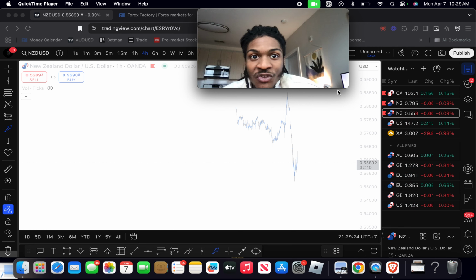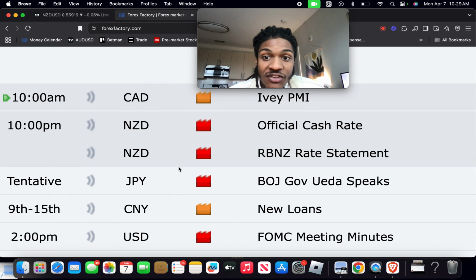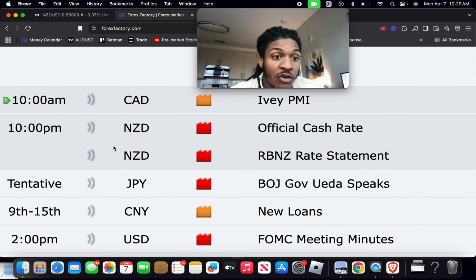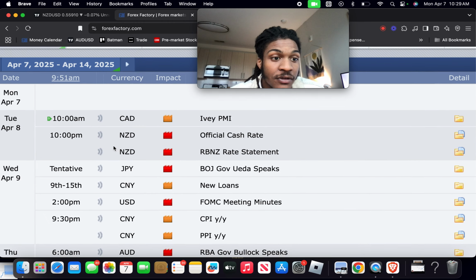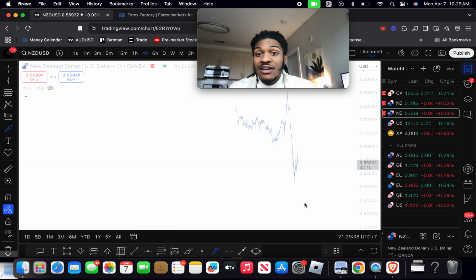So that is why we're on New Zealand, right? New Zealand USD. This is telling us that the market's going to continue to move on Tuesday, April 8th, at 10 p.m. The market is continuing to move. It's guaranteed to continue to move, either up or down. That doesn't matter to me.